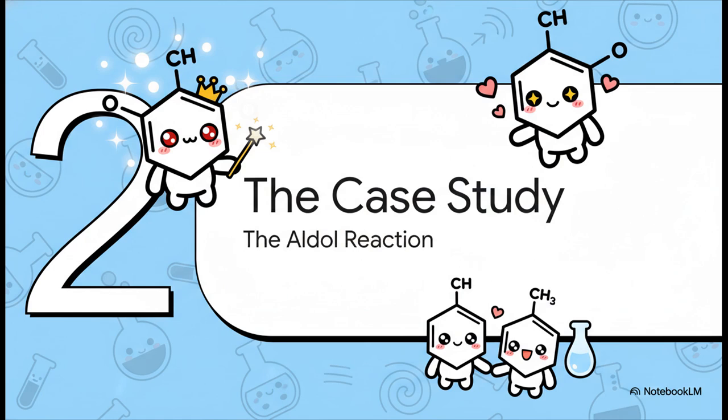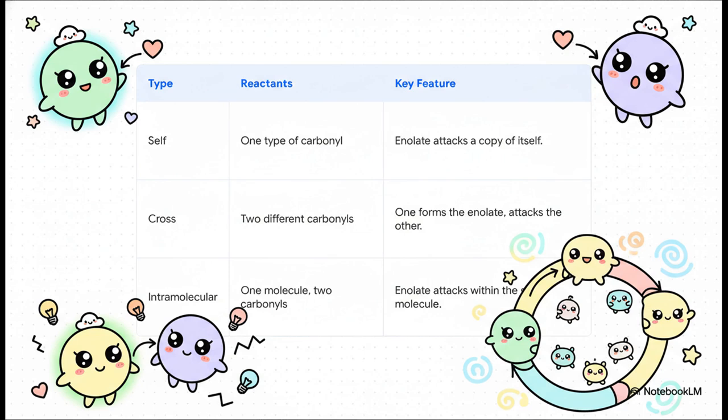Okay, so we've got our electron-rich prince, the enolate. Now let's see what it can do. It's time to watch it in action in its most classic story, the aldol condensation. Now, the aldol reaction comes in a few different flavors. First up, you've got the self-aldol, where an enolate attacks another molecule of its own kind. Then there's the cross-aldol, where you use two different carbonyls. And finally, the really interesting one, the intramolecular aldol.